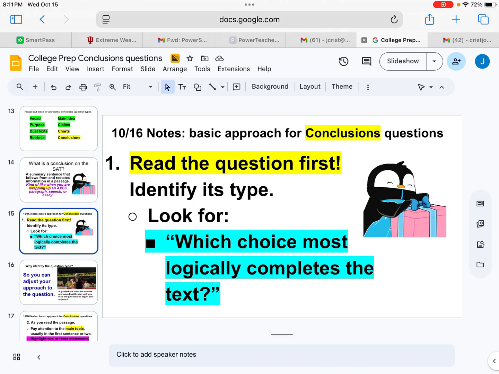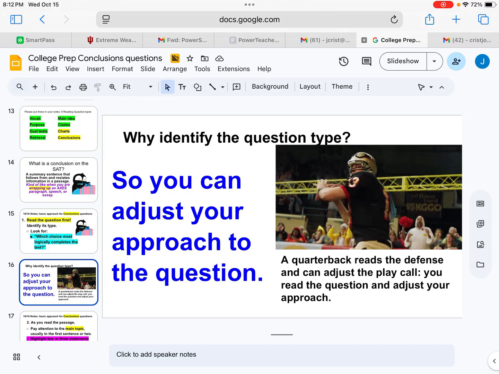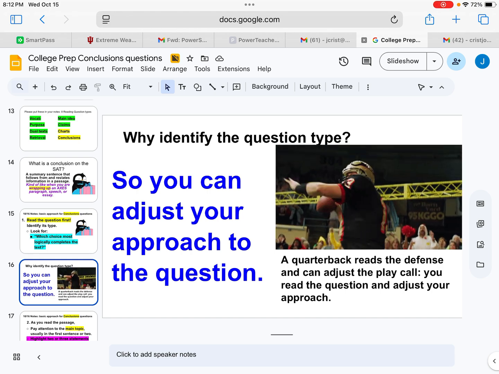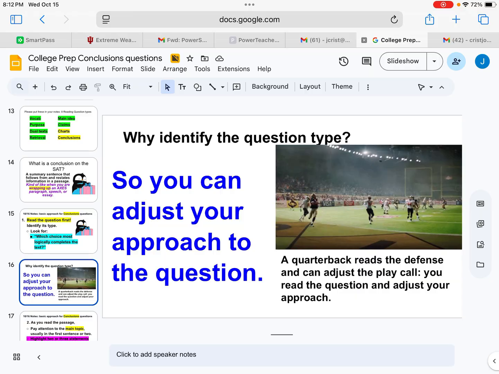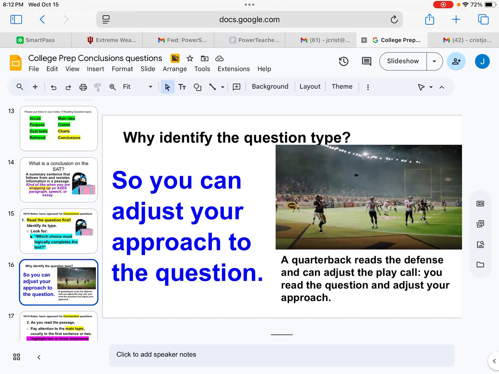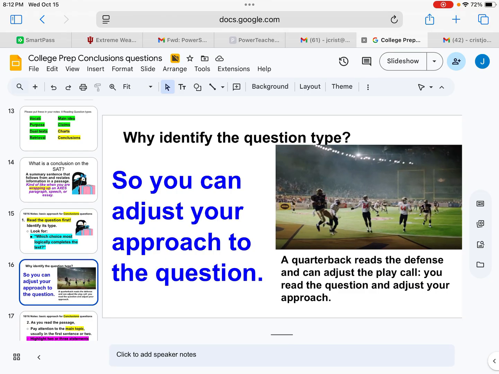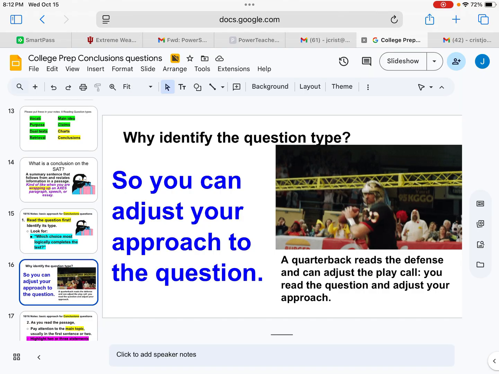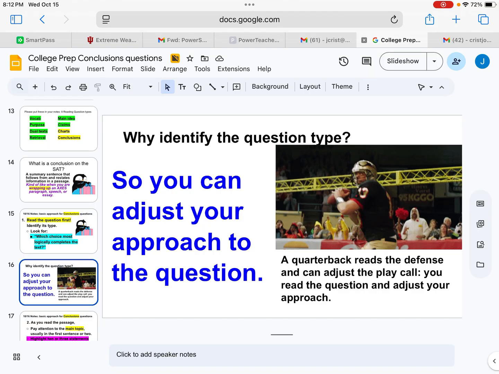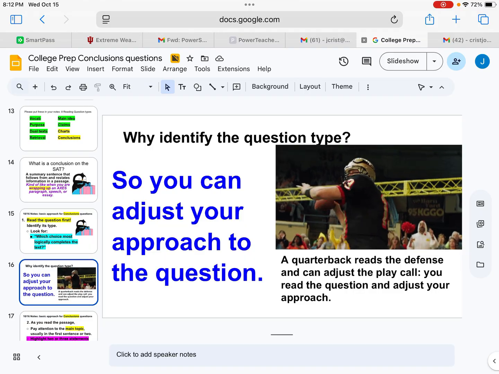Okay, let's just review why we identify the question type. So we've seen 8 types of questions so far. We're going to see more question types with rules and rhetoric. The purpose of identifying the question type is so you can adjust your approach accordingly. Different kinds of questions require a different approach. If you know going into the question what your approach is going to be, you're going to be able to solve that question more effectively and more quickly.